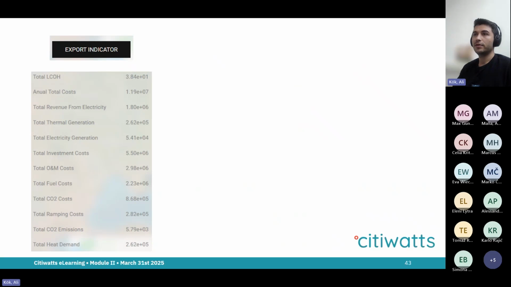So in the indicator parts, you will have several indicators. Maybe I talk about them in the platform later, but you can also export them, and you should do it to copy paste some data into the scenario assessment tool.